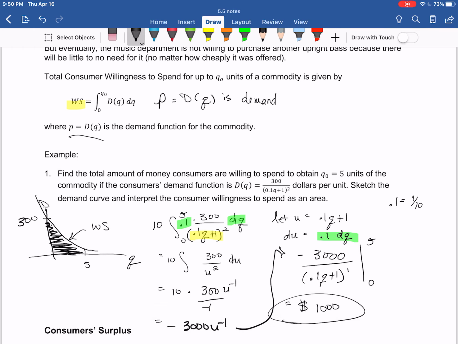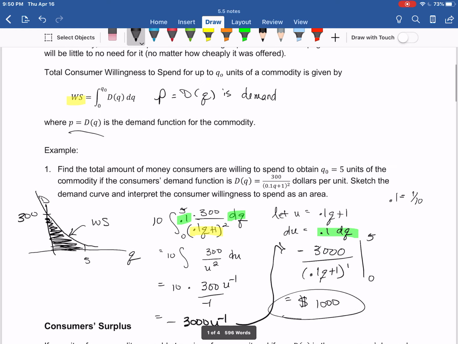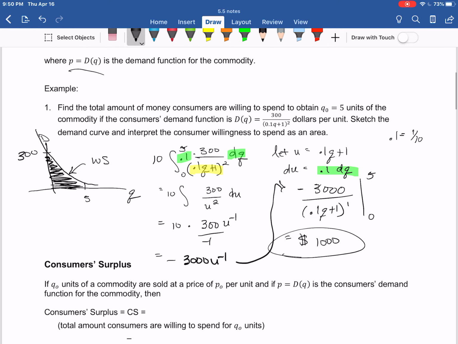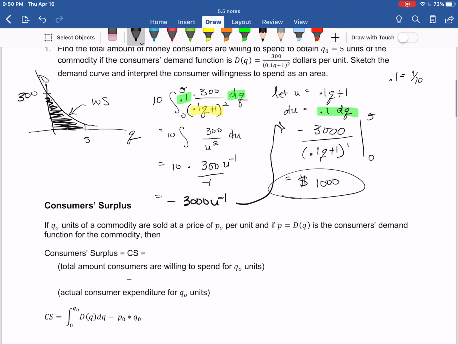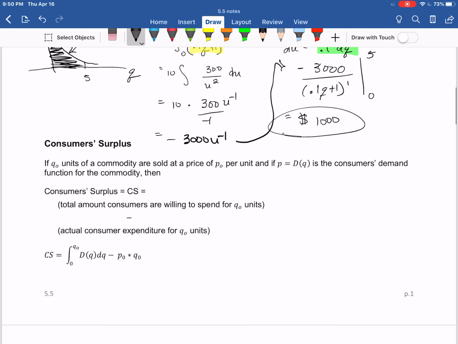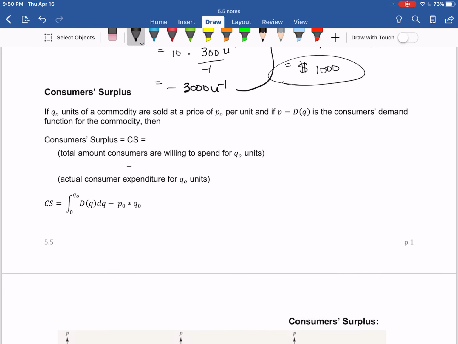Now, this is related to the idea of consumers' surplus, because that's what they're willing to spend. But maybe they'll cut a deal and they'll actually end up spending less. And whatever is the leftover that they saved, that's your consumer's surplus. So that's coming up right now. If Q naught units of a commodity are sold at a price P naught per unit, and if P is equal to your demand function, then consumer's surplus, which I'm going to abbreviate with CS, is equal to the total amount consumers are willing to spend for that many units minus the amount that they actually spent for those Q units, okay?